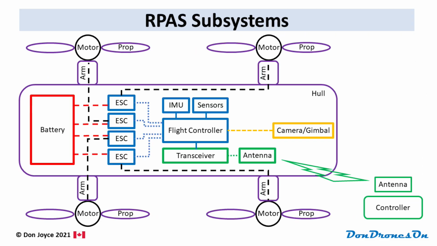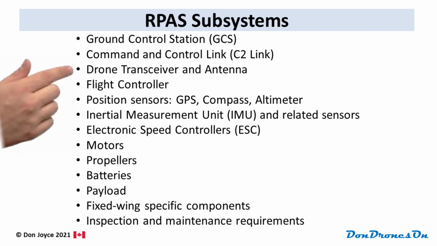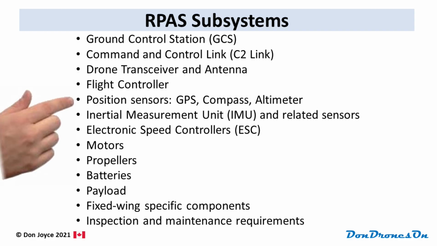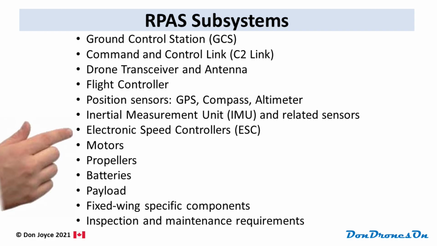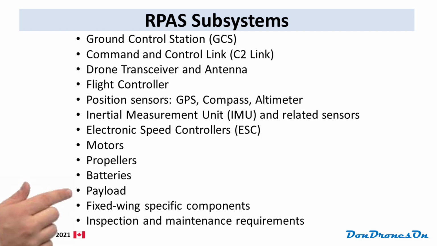Now we'll walk through all the key subsystems that make this work. Ground Control Station, Command and Control Link, Drone Transceiver and Antenna, Flight Controller, Position Sensors, GPS, Compass, Altimeter, Inertial Measurement Unit and related sensors, Electronic Speed Controllers or ESCs, motors, propellers, batteries, the payload, and, as I said, the fixed-wing specific components. And to finish off, I'll talk about inspection and maintenance requirements.